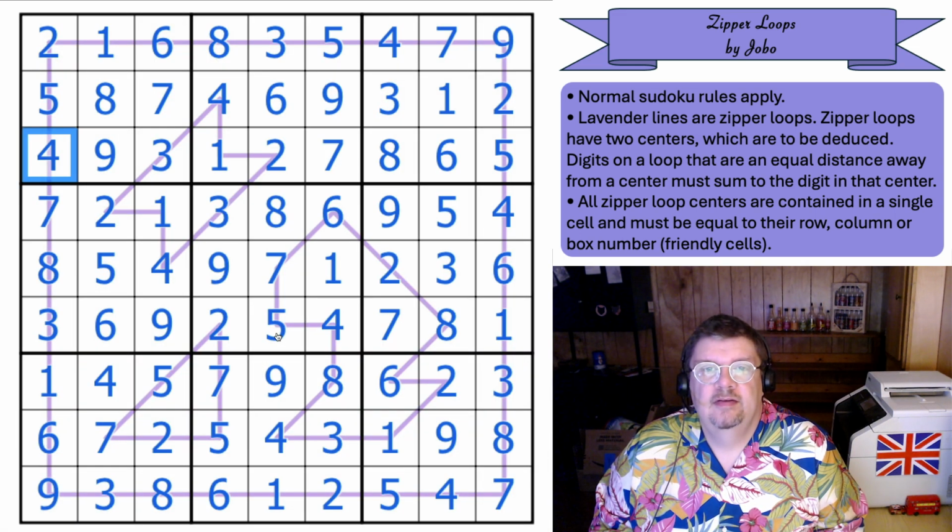That is an absolutely fantastic puzzle. Thank you very much, Jobo, for creating it.